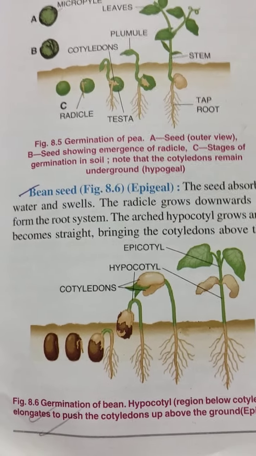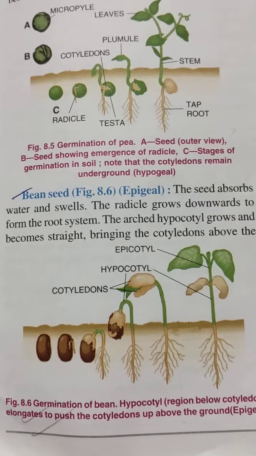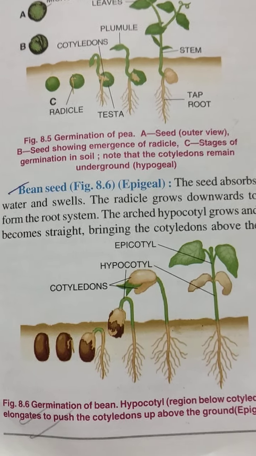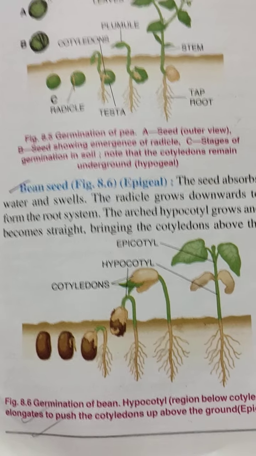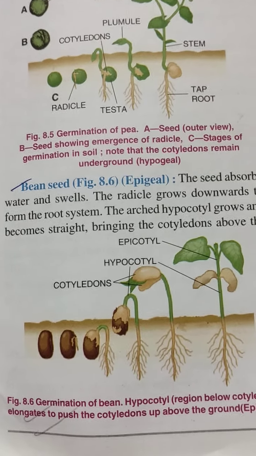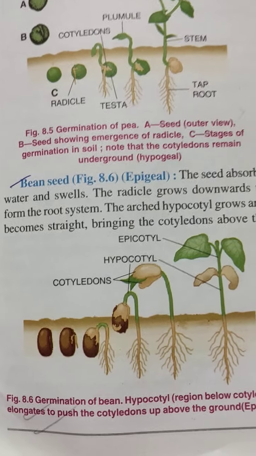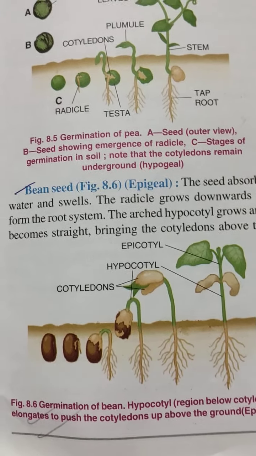In another case also we can find this kind of germination, like we have the example of castor seeds. So bean seeds and castor seeds show the epigeal mode of germination. Clear? Now in the maize grain, we can find the hypogeal mode of germination.